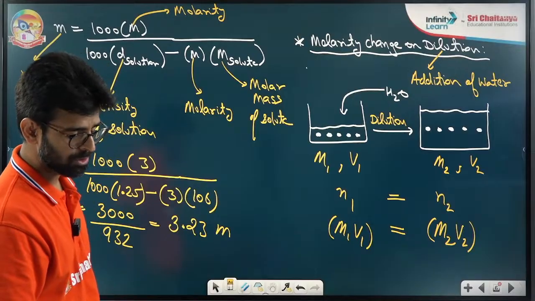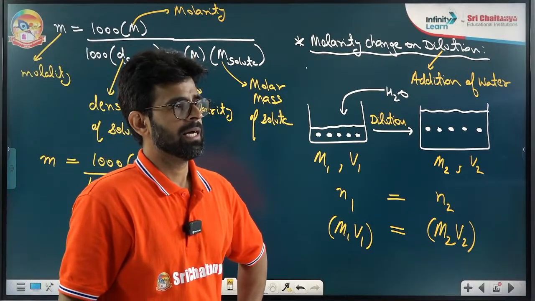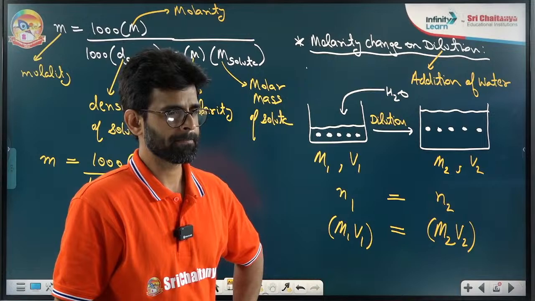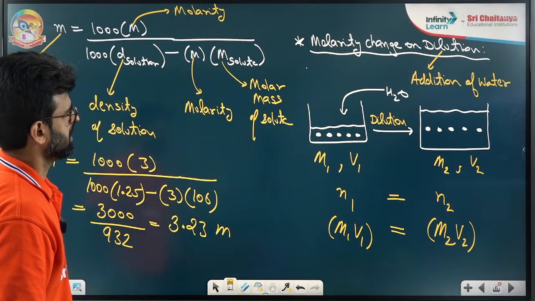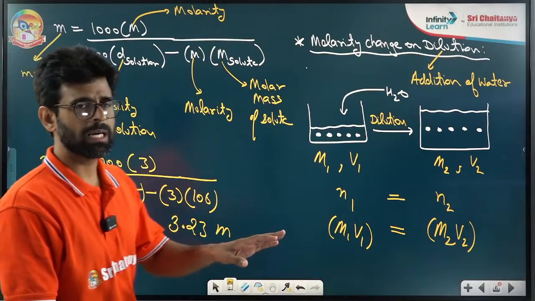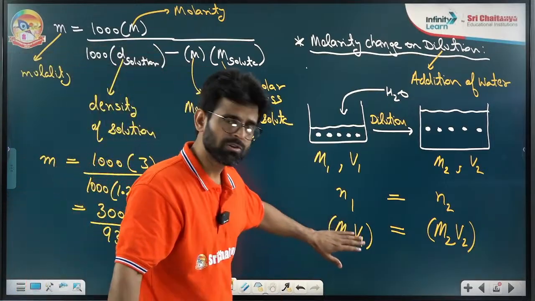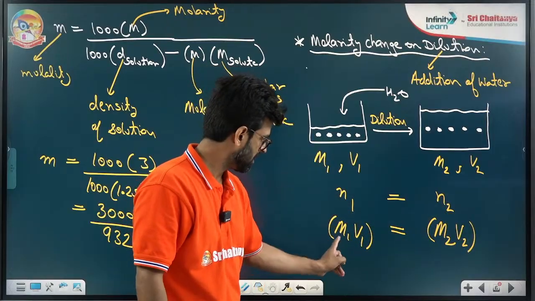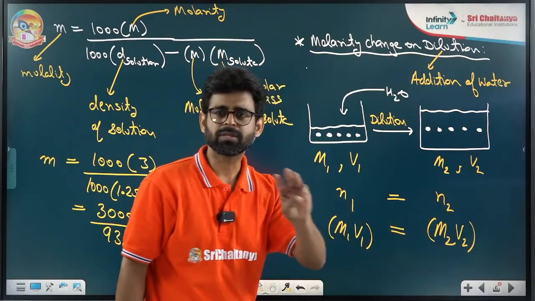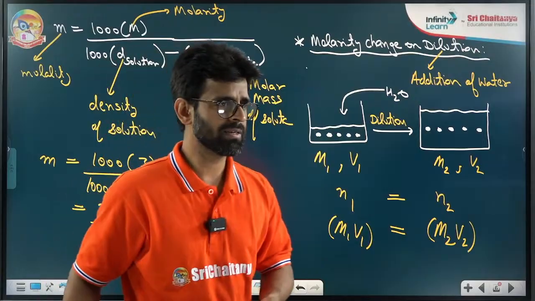So it is a very easy question. One or two small questions we will see for this. So M1 V1 equals M2 V2, before dilution and after dilution. Out of these four things, they can give you three and they will ask you one of the things. So a very easy topic.